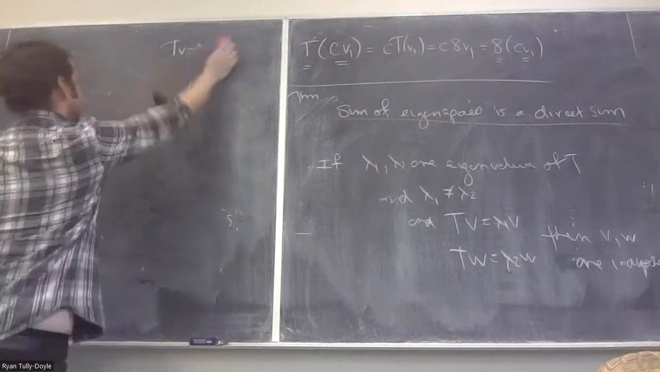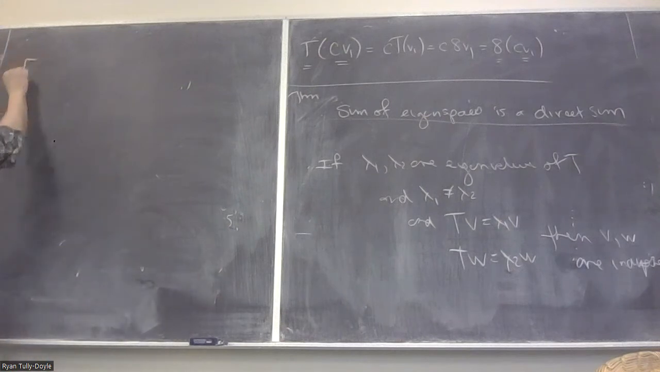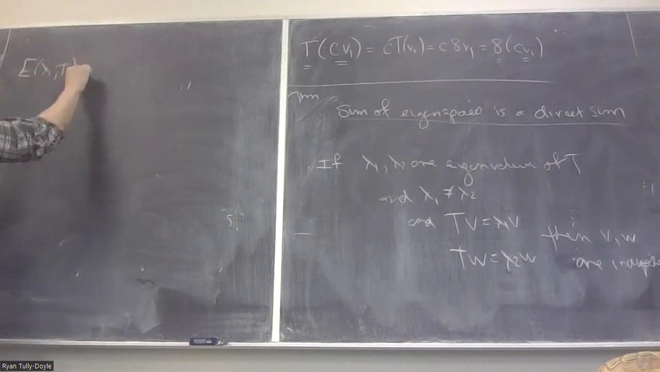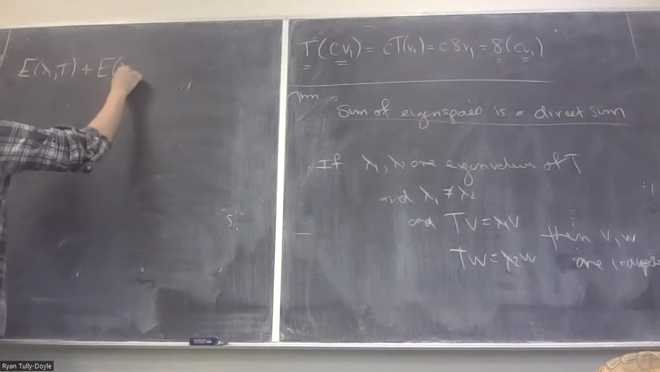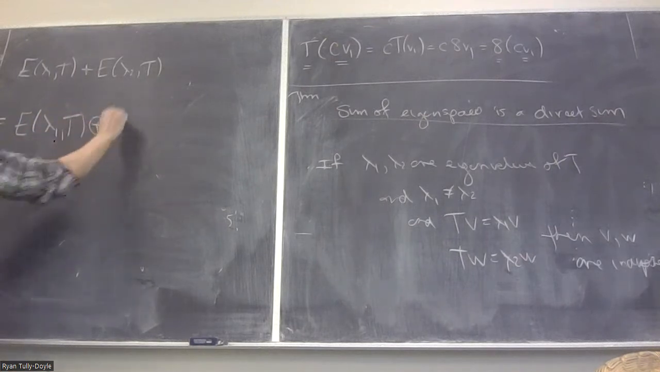It's a direct sum. So it seems like a contentless thing, but the idea that I'm saying is if you start with E of lambda1 T and you sum it with E of lambda2 T, and what I mean here is the collection of all eigenvectors associated with lambda1 and all eigenvectors associated with lambda2 plus the zero vector, that this is the same. That set sum can be written with a direct sum symbol.